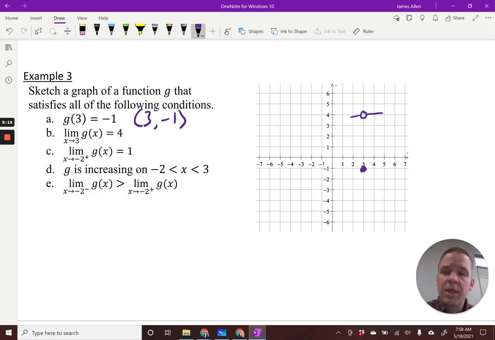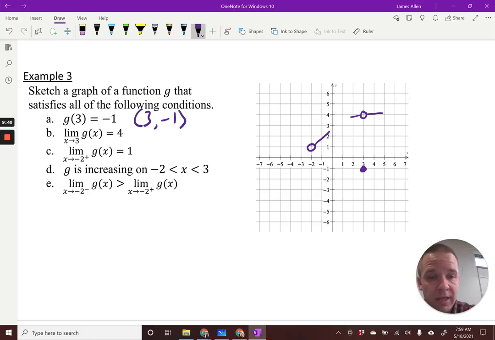Part C. The limit of g of x as x approaches -2 from the right is equal to 1. Now, I don't know if the function value is 1. I just know that it's approaching 1 from the right. So as I get to -2, I'm approaching 1. I'll just go with an open circle for now. Maybe I'll fill it in later. I don't know. And it's approaching that.